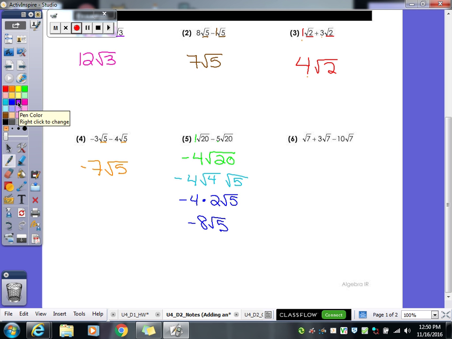So then our last one on the front, are all three of those same radicals? Yes. So we're going to add them together. 1 plus 3 minus 10. Negative 6 radical 7. So when they're already the same, easy peasy, you just combine them, add and subtract.